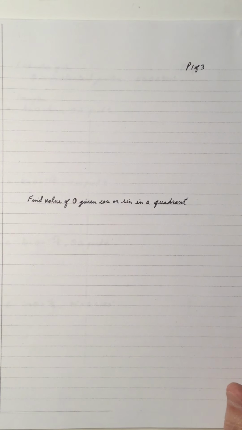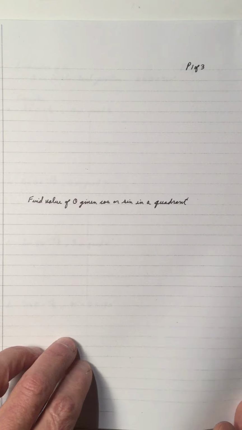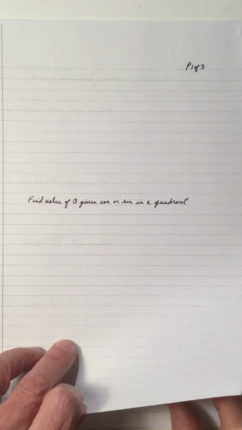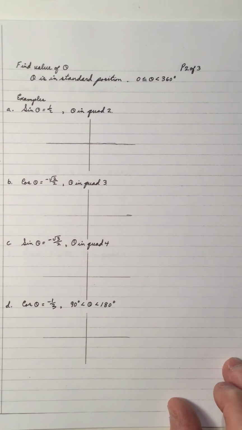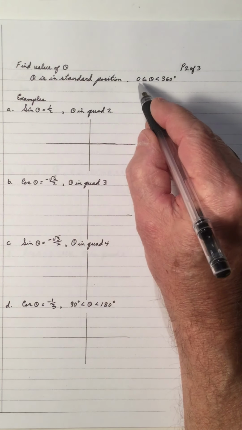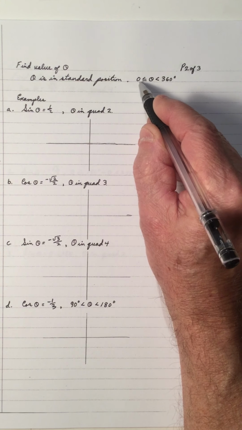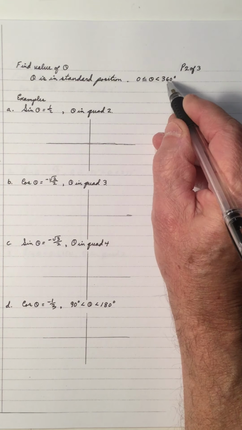Hi, welcome to my video on find the value of theta given cos or sine in a quadrant. Now we're beginning all the previous videos. We're now going to put them together and find the value of theta. Theta is in standard position and from 0 less than or equal to theta less than 360. So the answer is going to be from 0 to 360.